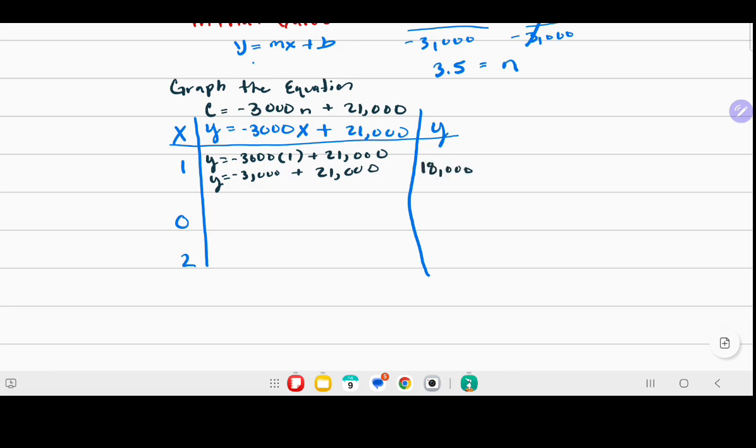All right. Now, let's do the next equation. It says y equals negative 3,000 times 0, since you hadn't had it a year yet, plus 21,000. Negative 3,000 times 0 is still 0, plus 21,000. And if you hadn't had it a year yet, it should still be worth, according to our formula, the same amount.